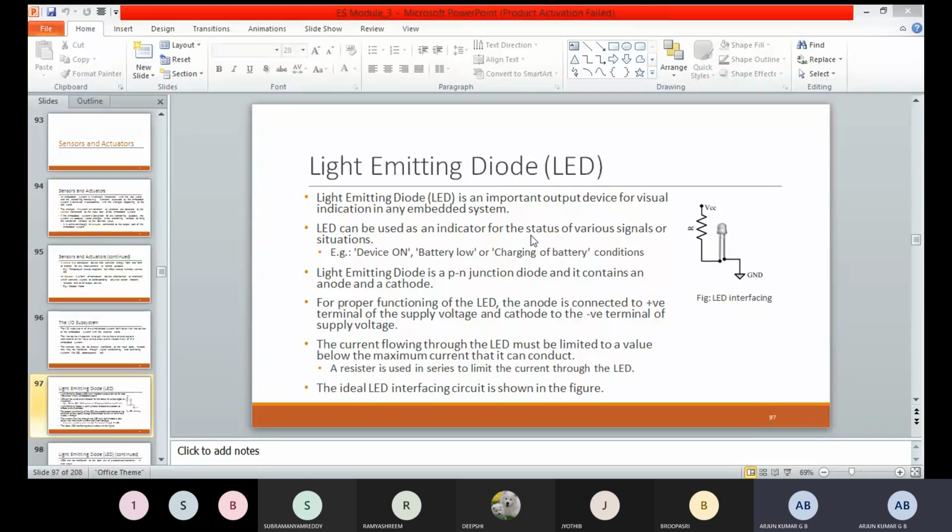For example, a borewell tank. If you turn on the tank motor, how do we identify that the motor has been turned on? It is indicated by the green LED. If the motor is in off condition, it is indicated by the red LED. Like that, the light emitting diode is one of the important devices for visualizing the indication of the embedded system. This is an output device.